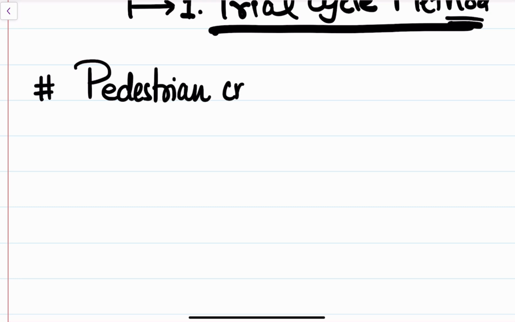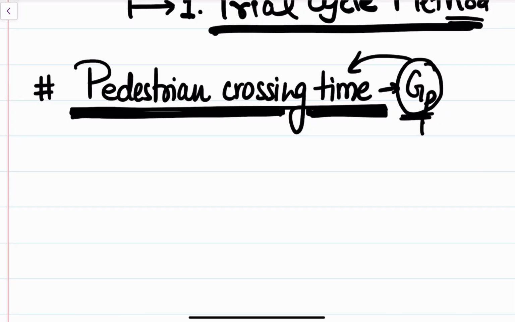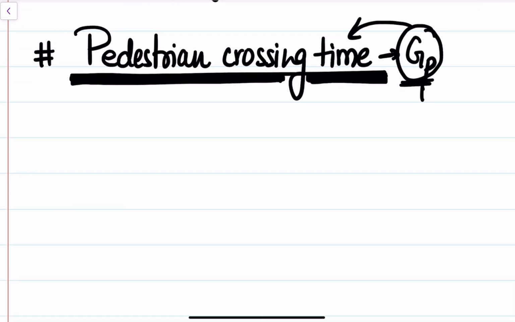In this method, the approximation method, what we do is we include the pedestrian crossing time, right? Based upon the green time, the time required for the pedestrians to cross the intersection, we consider the pedestrian crossing time. Let us discuss in detail.